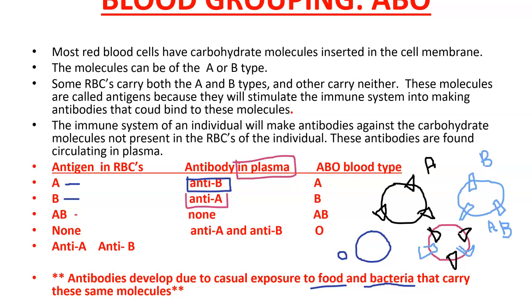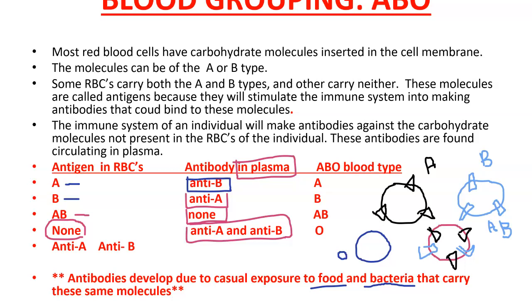A person who has both A and B carbohydrates, because they are carrying both types of antigens, their immune system will not make antibodies against any of them. On the other hand, those individuals who carry neither of these carbohydrates will, when exposed to A and exposed to B carbohydrates, make antibodies against both. So they will carry anti-A and anti-B antibodies.